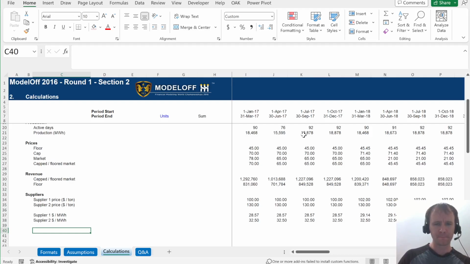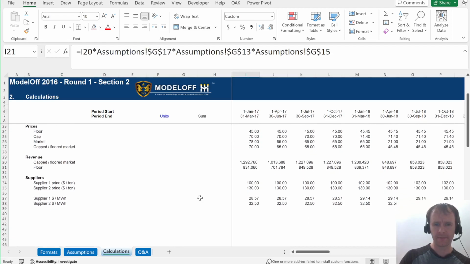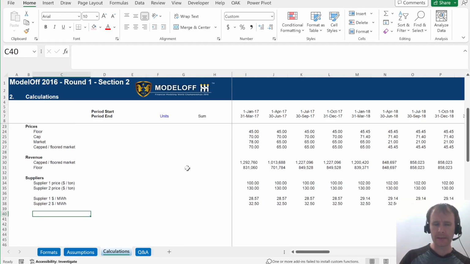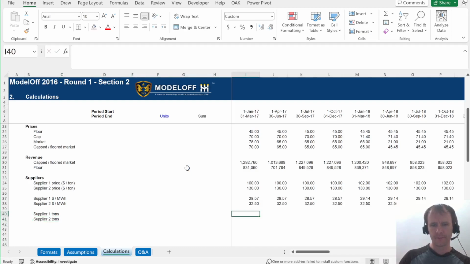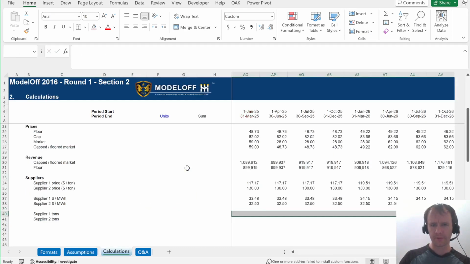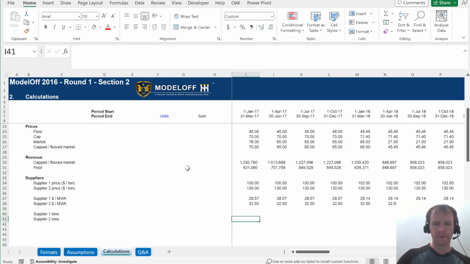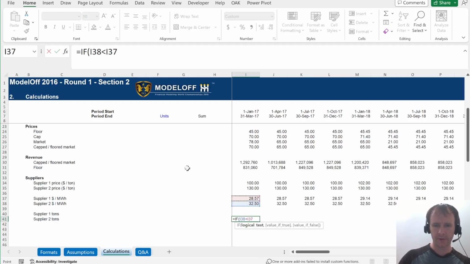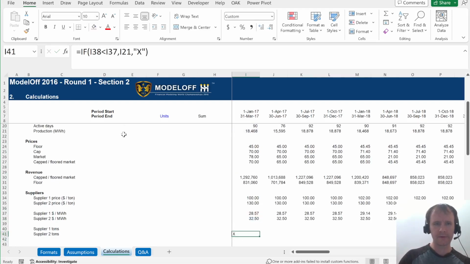Okay. So, and then where's my production is here. Okay. So supplier 1 tons, supplier 2 tons. I could be more clever, but I'm just going to be simplistic. I'm going to say if. So first of all, if supplier 2 is cheaper than supplier 1, then you just get everything from supplier 2 because they have no limit. Otherwise, I'll come back to that in a second.